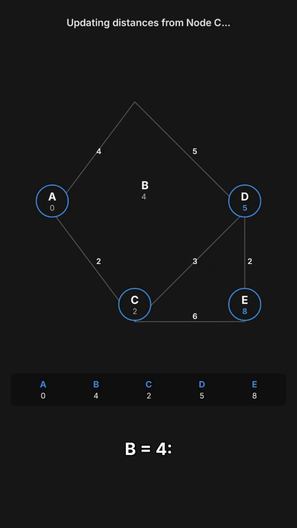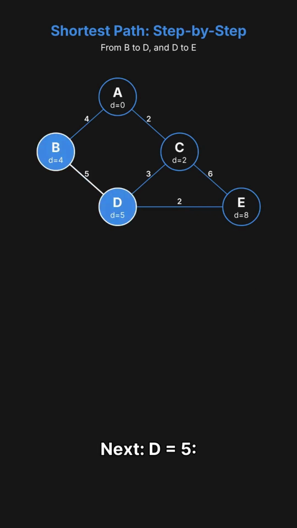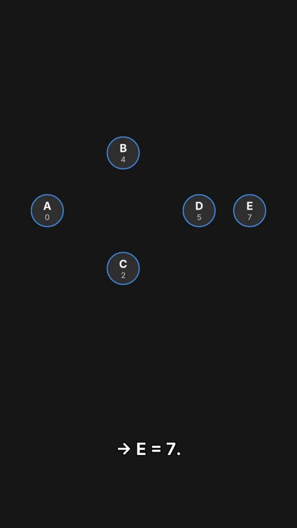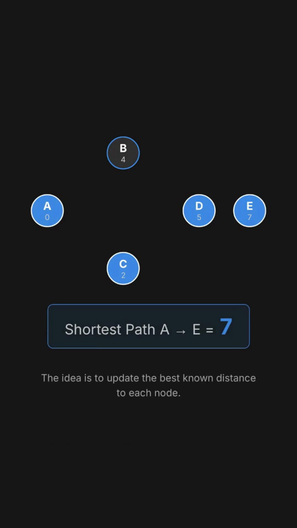Next smallest unprocessed node: B equals 4. From B to D, 4 plus 5 equals 9. Next, D equals 5. From D to E, 5 plus 2 equals 7. Better than the previous E equals 8. Update: E equals 7. So the shortest AE equals 7. You don't have to use the word Dijkstra, but this is the idea. Update the best known distance to each node.